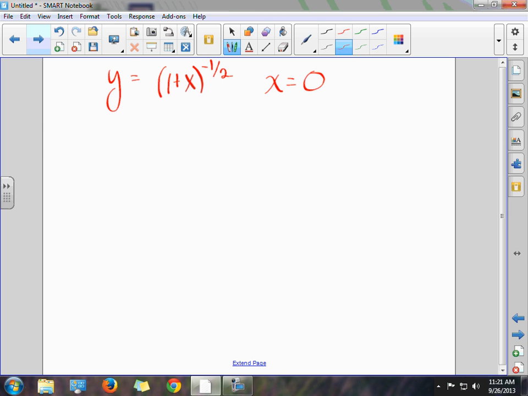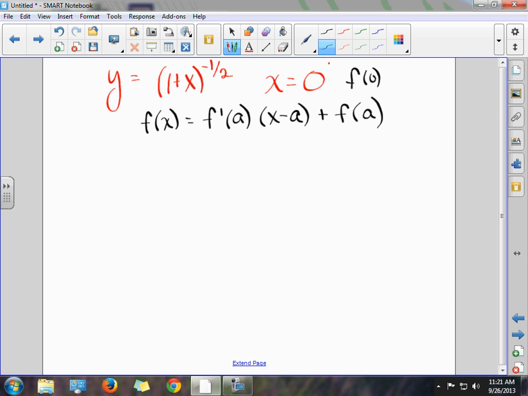So let's think about this equation. The equation that I need to use is going to be f of x is equal to f prime of a times x minus a plus f of a. So I'm going to need to find the derivative of my function evaluated at 0, and then I'm also going to need to evaluate my function at 0. So I'm going to start by evaluating my function at 0. And so that's just going to be 1 to the negative 1/2, which is just 1.